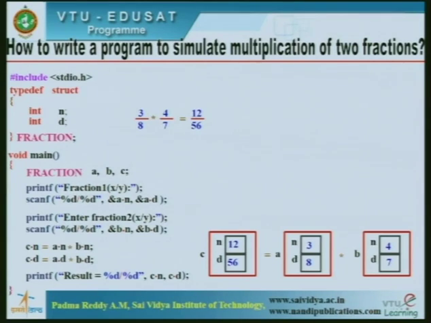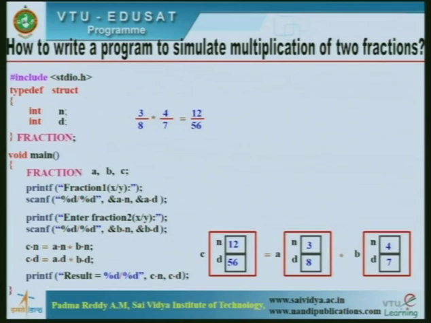I hope we understood how to write a program to simulate multiplication of two fractions. Directly we cannot multiply two fractions, so using structures we store the two fractions in how many variables? A and B, and the result I am going to store in the variable C.